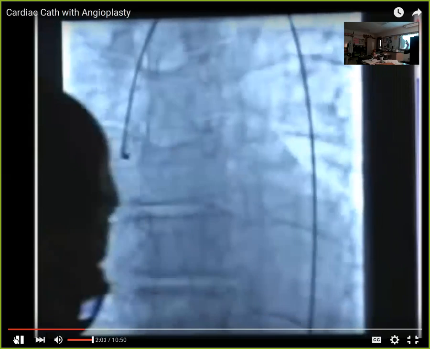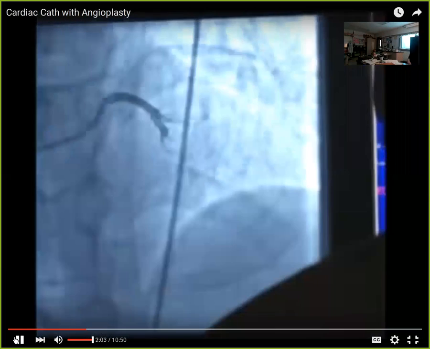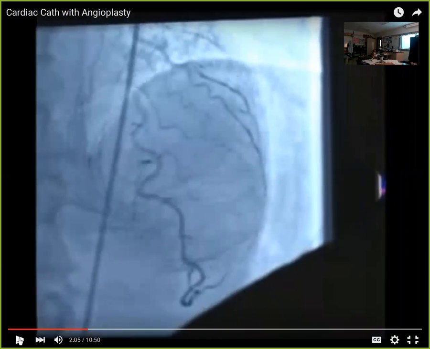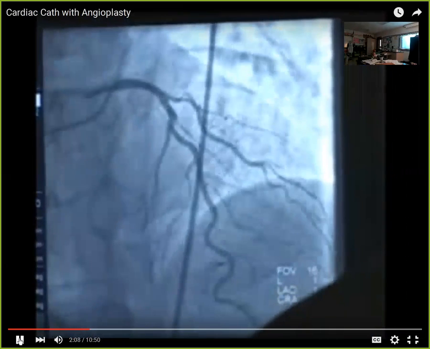We're going to start with the left, around the heart. And so far, so good. All right. We're taking a picture of the left coronary artery.